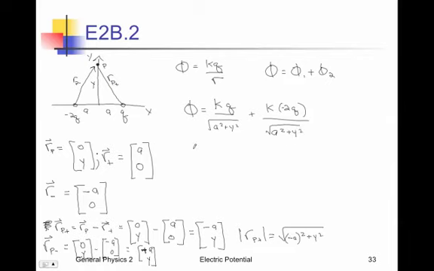Okay, so now when I add them up, phi is equal to, I have a kq here, my denominator is the same for both, so I have a squared plus y squared. And I have kq minus 2kq, so that gives me a negative kq.